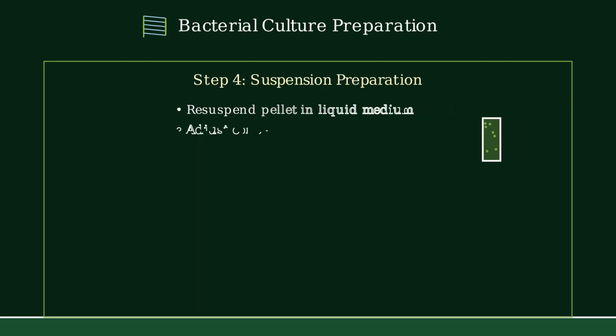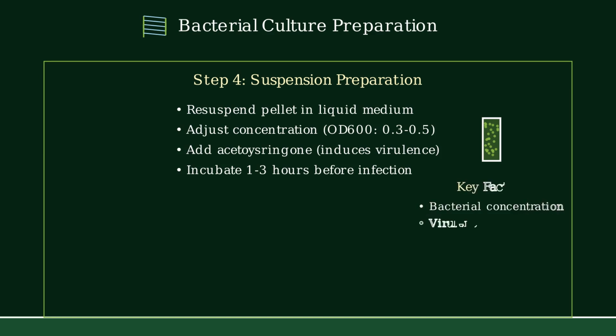Resuspend the bacterial pellet in fresh liquid medium. Adjust the concentration to OD 600 of 0.3 to 0.5 for optimal transformation efficiency. Add acetosyringone to induce virulence genes. Allow the suspension to incubate for 1 to 3 hours before using it to infect plant tissue.